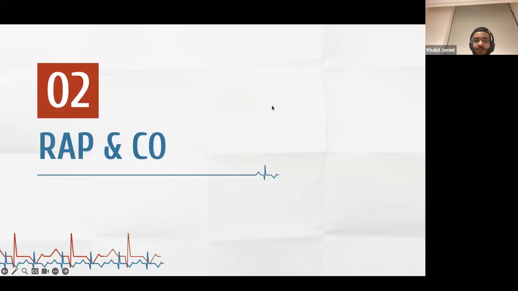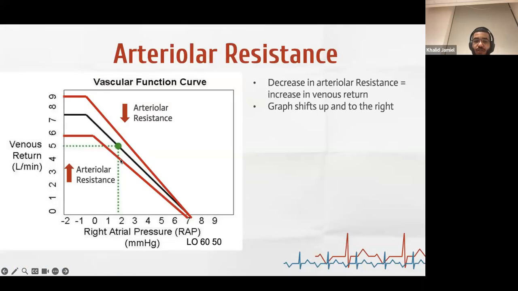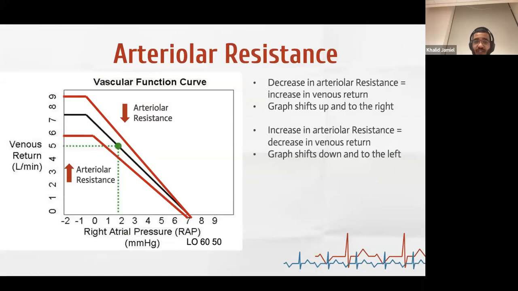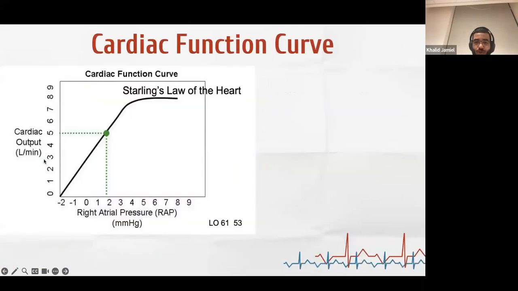Okay, so now let's move on to the relationship between right atrial pressure and cardiac output. Okay, so this curve is called the vascular function curve, and it's the relationship between right atrial pressure and venous return. Now we're introducing a new curve called the cardiac function curve. Okay, so now I need you guys to look.